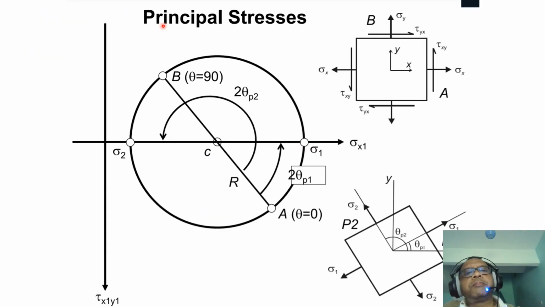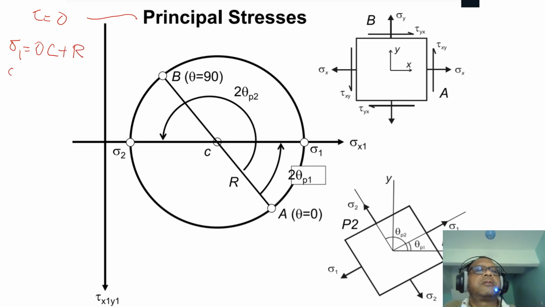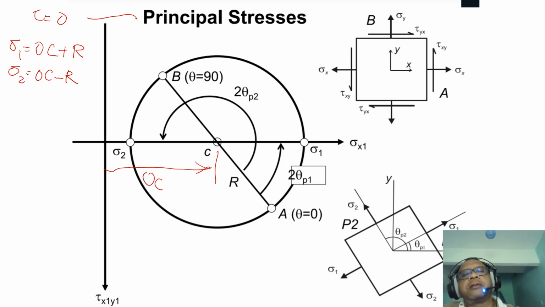So principal stresses are stresses at the extreme end. These are called principal stresses. What happens at principal stresses is that the value of tau is 0. You are along this line, and so we can find sigma 1, for example, is equivalent to OC plus R. And sigma 2, the minimum stress, is OC minus R. Where is OC? OC is here. This is OC, and R is given there.